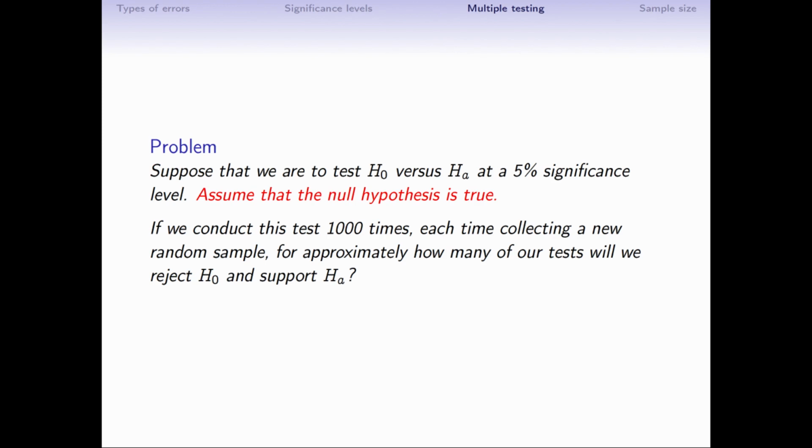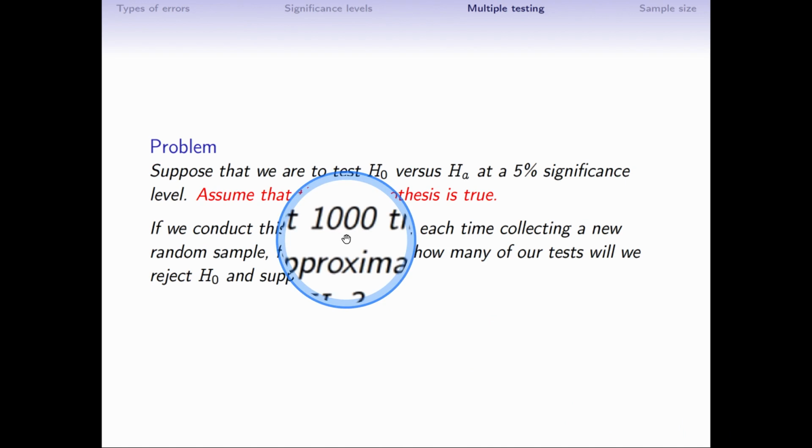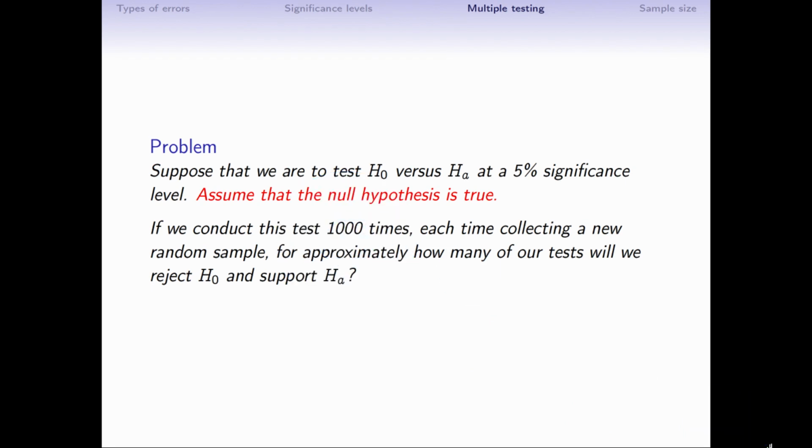Now, rejecting H0 and supporting the alternative when the null hypothesis is true is a type 1 error. And we know that the significance level, this 5%, is giving us the frequency with which a type 1 error will occur. So we can fully expect that 5% of these 1,000 trials will result in rejecting H0 and supporting HA. In other words, about 50 times in these 1,000 trials, we will expect that there will be sufficient evidence to reject the null and support the alternative hypothesis.